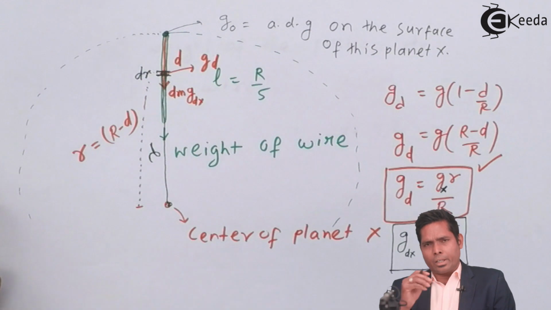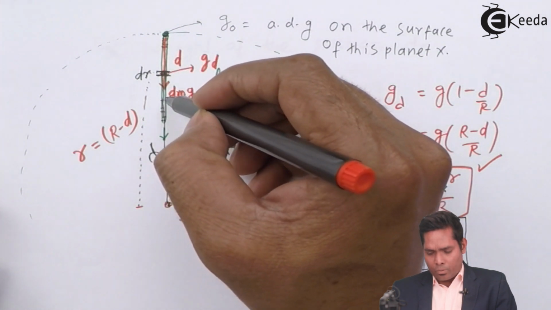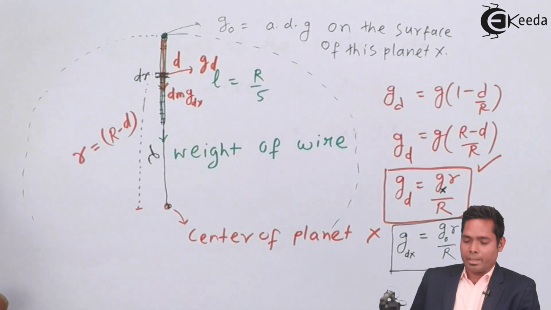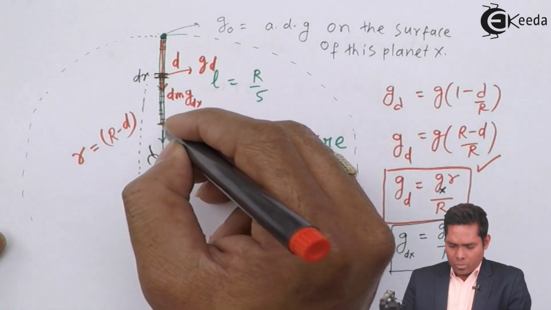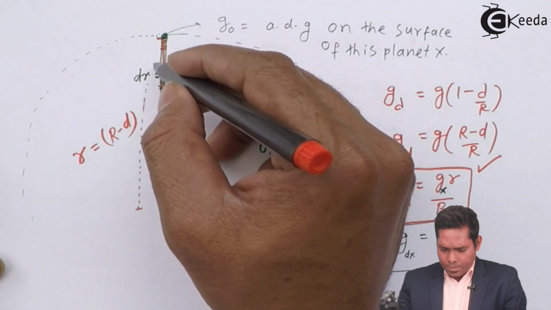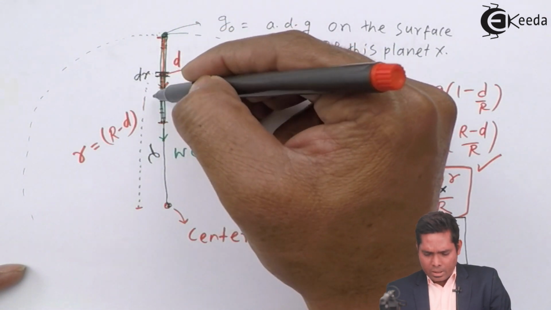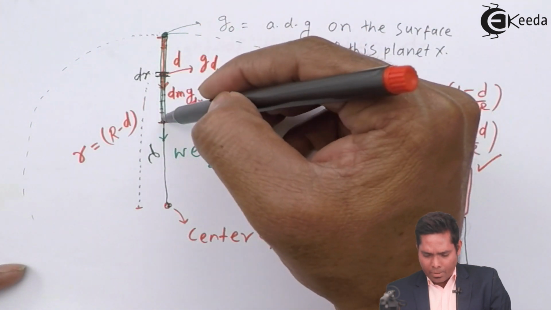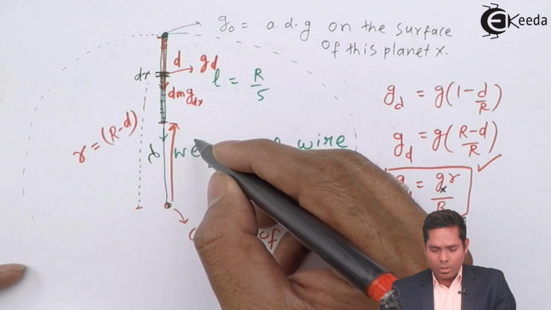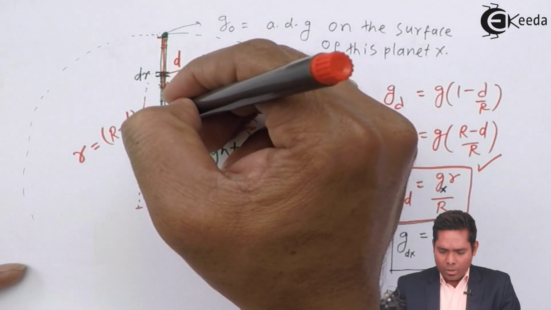So I keep on finding the weight of each such strip over here. For each element I have to find the weight and add them. That will give you the total weight acting on this wire. That is done by integration from here to here. If this distance is R of this planet, and the wire length is R by 5, then this length from the center to this point will be R minus R by 5, that is 4R by 5, and from here to here this is R.